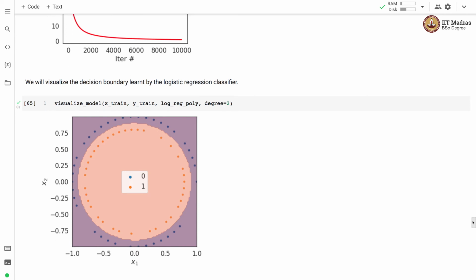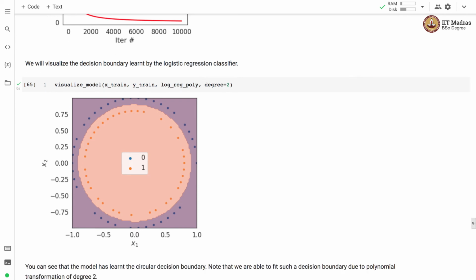And we can visualize the decision boundary learned by the logistic regression classifier. And because we use the polynomial transformation of degree 2, we are able to learn the circular decision boundary between two classes.